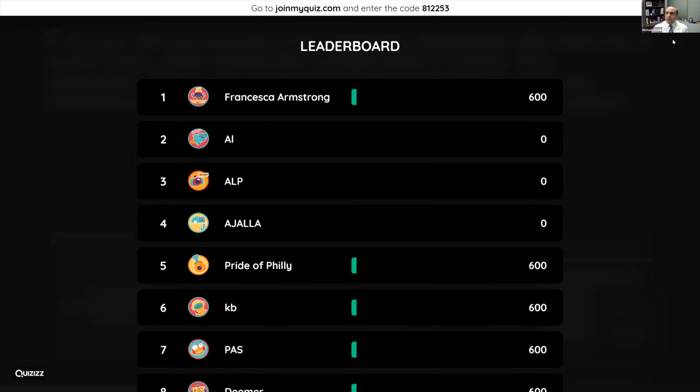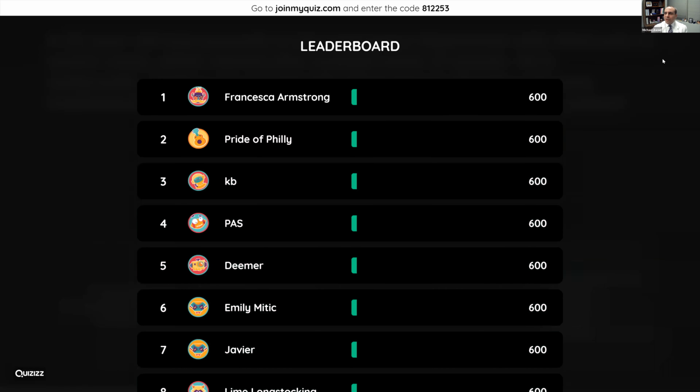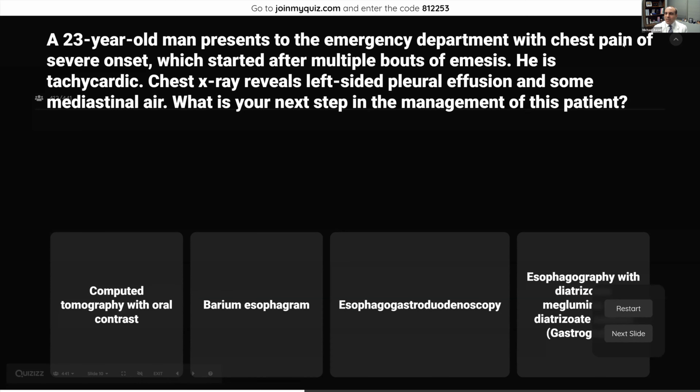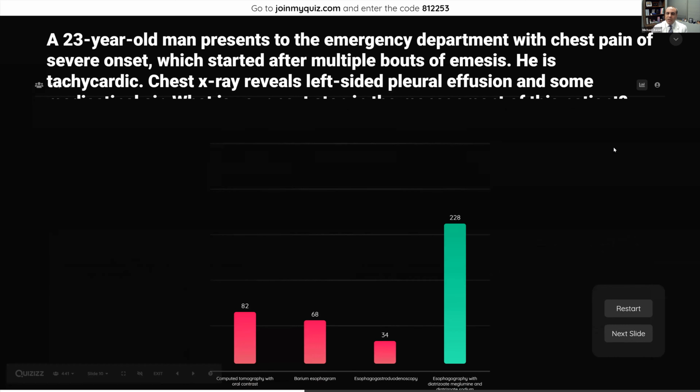So, the leaderboard is going to be more important as we progress, since we've only had one question. All right, so the correct answer is D, which is a gastrografin swallow. Gastrografin, which is an aqueous contrast agent, is really the standard of diagnosis in patients with suspected esophageal perforation, which is what this question is about.